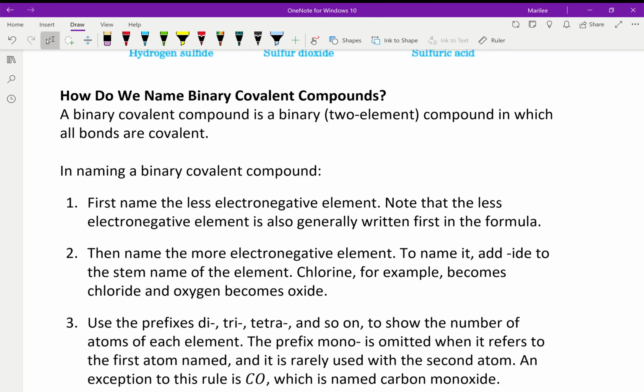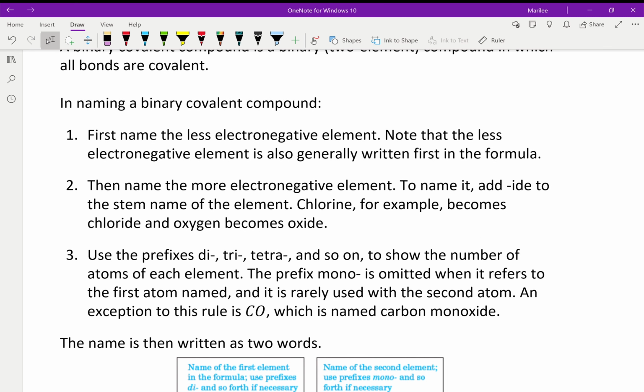So how do we name binary covalent compounds? A binary covalent compound is a binary, which means it has 2 elements, right? And it has all covalent bonds. So in naming binary covalent compounds, first we name the less electronegative element, which is also written first in the formula. Then we name the more electronegative element, which is named second in the formula. We use the prefixes di, tri, tetra, and so on to show the number of atoms.